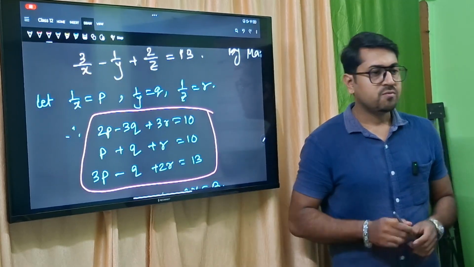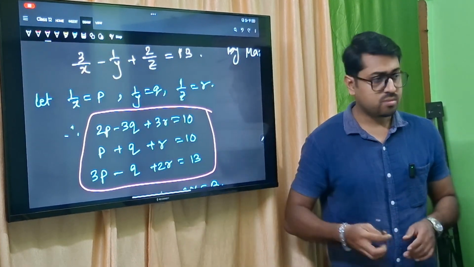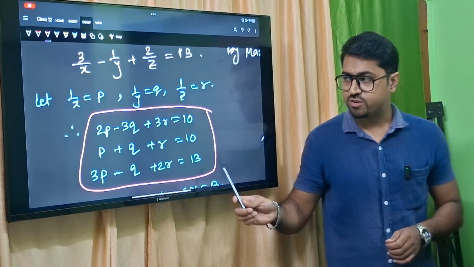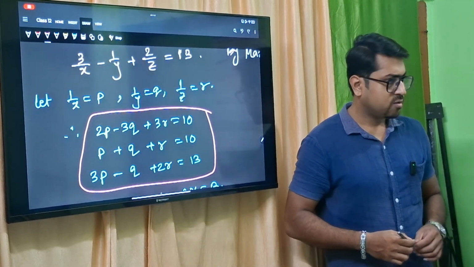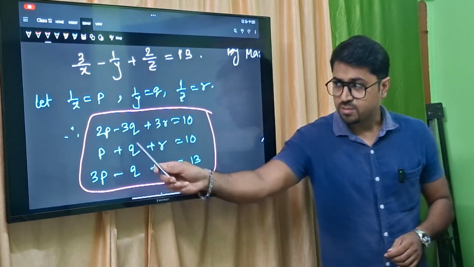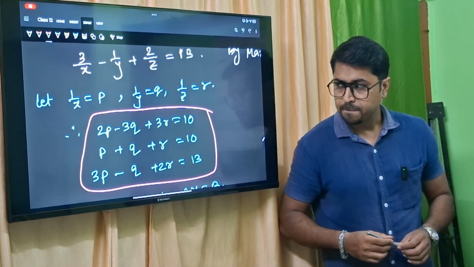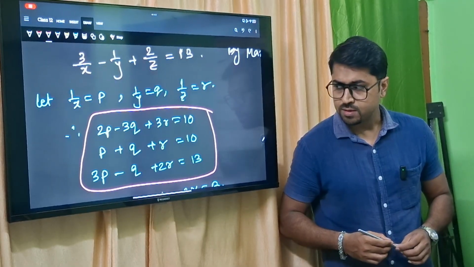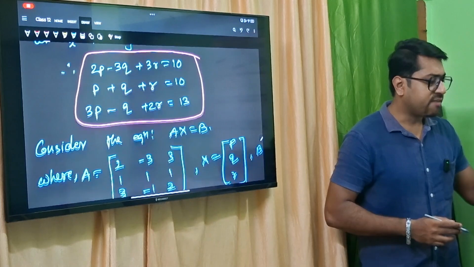First I will create the coefficient matrix. What will be the coefficient matrix for these three equations? 2, minus 3, 3. Then 1, 1, 1. Then 3, minus 1, 2. Normally, how will I write this?